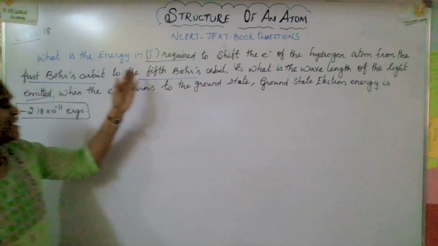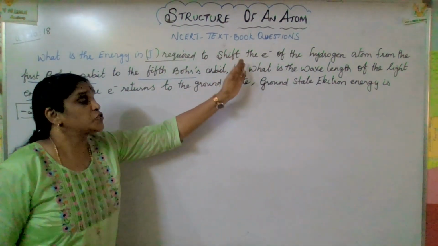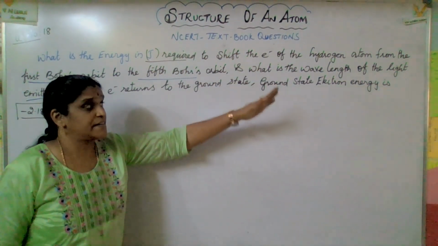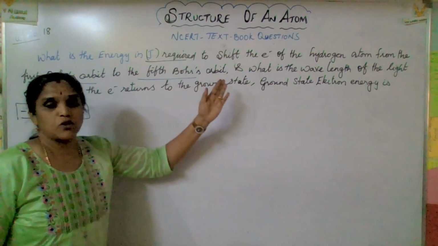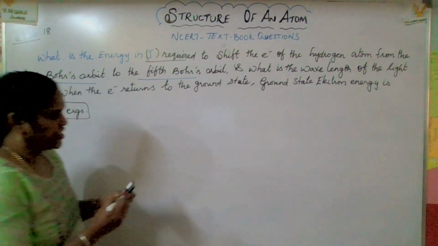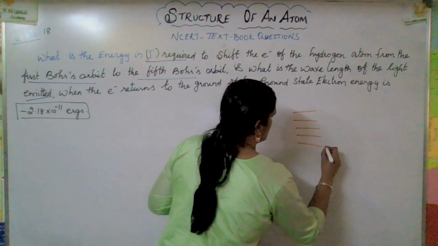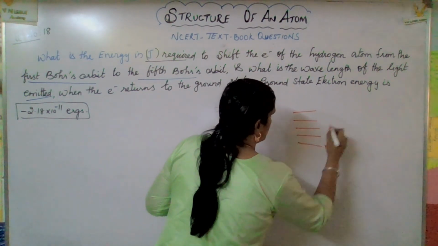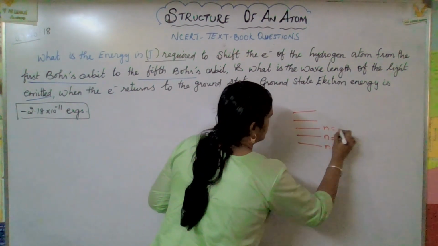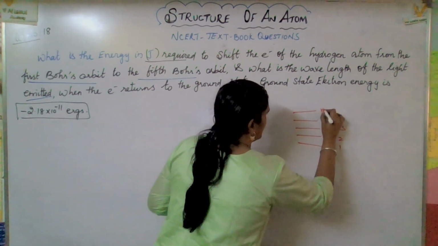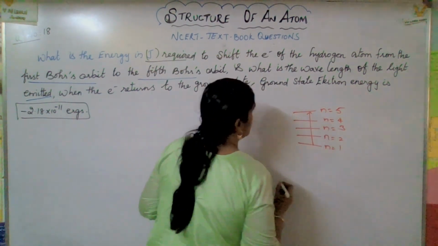The next question is really interesting. What is the energy in joules required to shift the electrons of the hydrogen atom from the first Bohr's orbit to fifth Bohr's orbit? See, they mentioned very clearly here n1, n2, n3, n4, n5. So here first orbit to fifth orbit, the electrons are shifting. So n equal to 2, n equal to 3, n equal to 4, and n equal to 5. So the electrons are shifting from first orbit to fifth orbit.